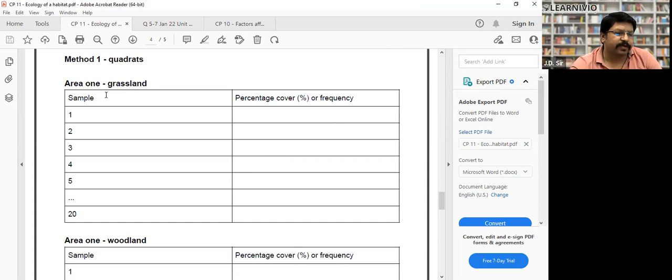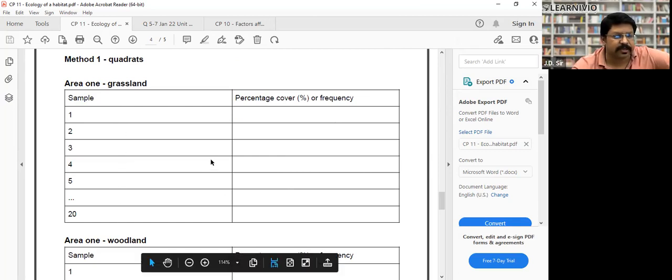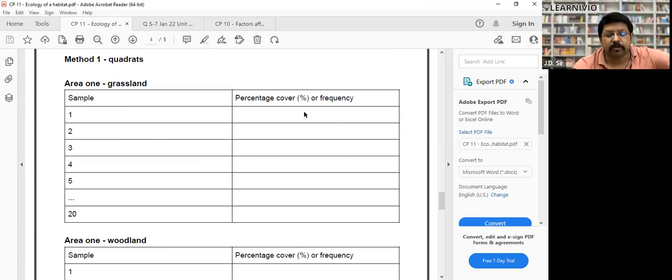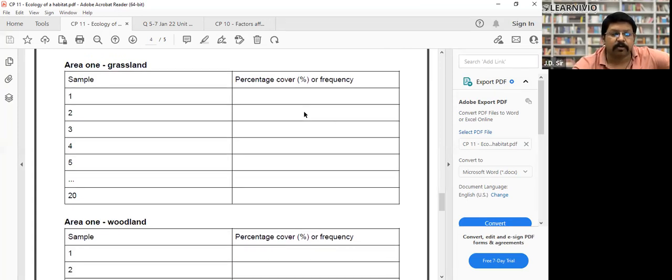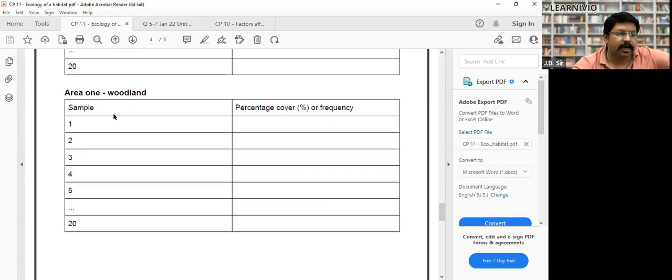Then in first quadrant, in grassland, we have to take the sample of a particular species, sample of second species, third species, that kind. It may go up to 20, right? Percentage of the frequency, what is the frequency of those plants which are found in a particular quadrant. Then in woodland.